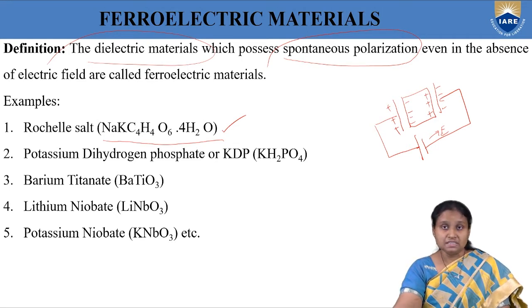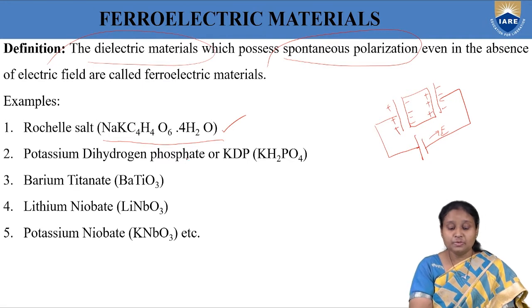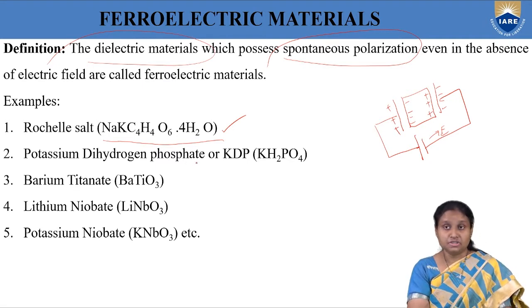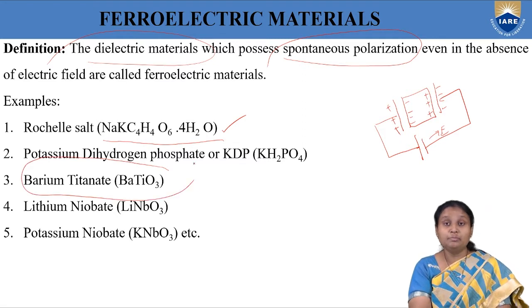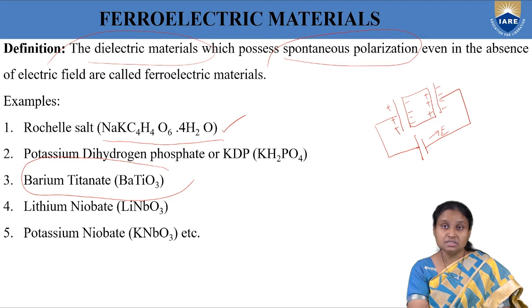Then the next example is potassium dihydrogen phosphate. What is the formula? KH2PO4, or simply KDP. K stands for potassium, H2 stands for dihydrogen, and phosphate is PO4. And the third example, a very popular ferroelectric material, is barium titanate. And what is the formula for barium titanate? It is taken as BaTiO3.